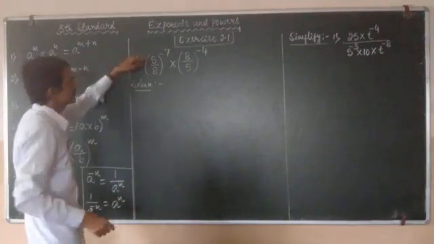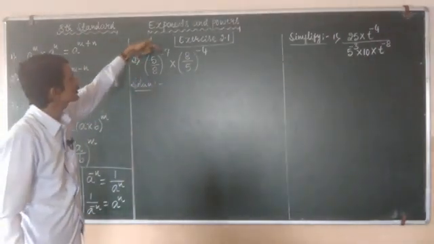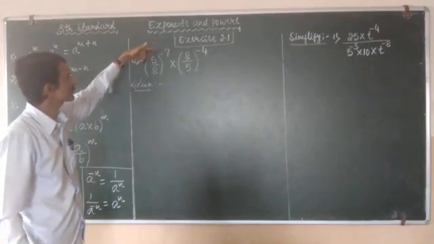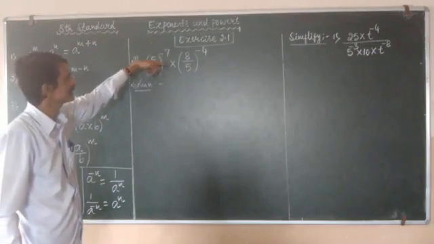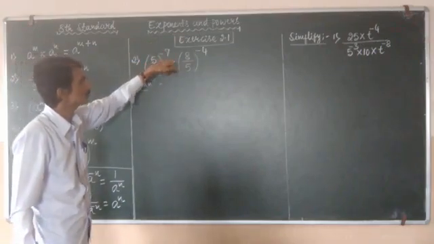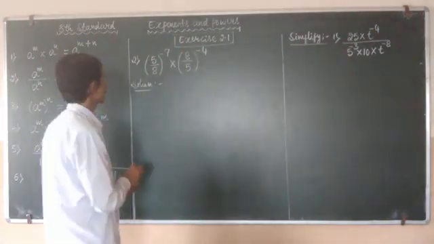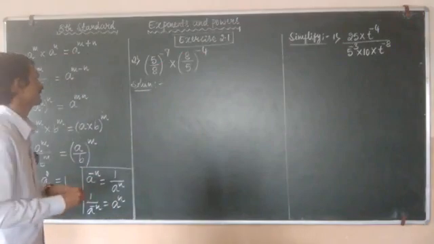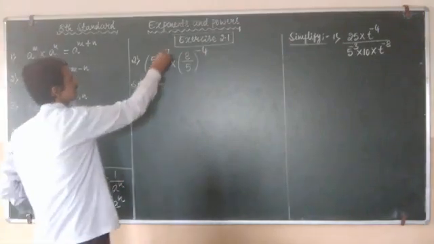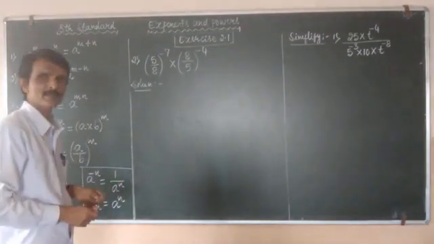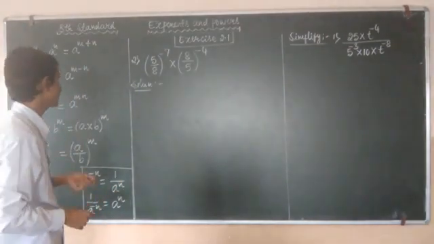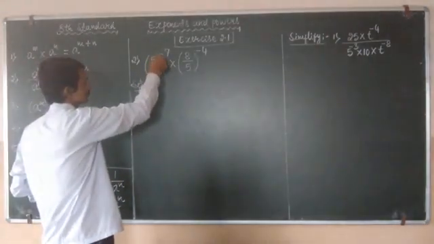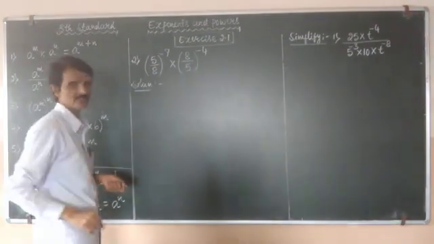So this problem is 5 by 8 whole to the power of minus 7. So it is written as 5 by 8 whole to the power of minus 7 into 8 by 5 whole to the power of minus 4. So observe here, this exponent has negative power, so therefore it should be converted to positive. So if you change numerator to denominator, denominator to numerator.